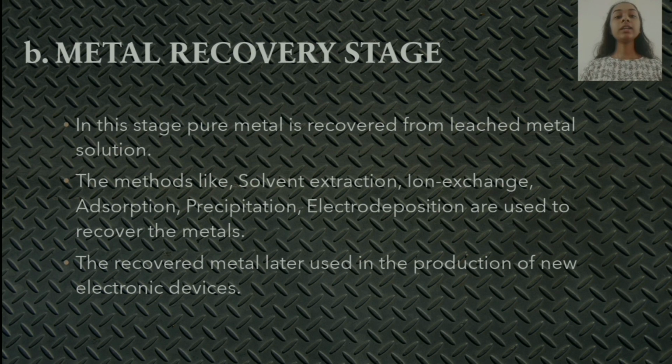And the last stage in the hydrometallurgical process is metal recovery stage. In this stage, pure metal is recovered from the leached metal solution. Methods like solvent extraction, ion exchange, adsorption, precipitation, and electrodeposition are used to recover the metal. The recovered metal is later used in the production of new electronic devices.